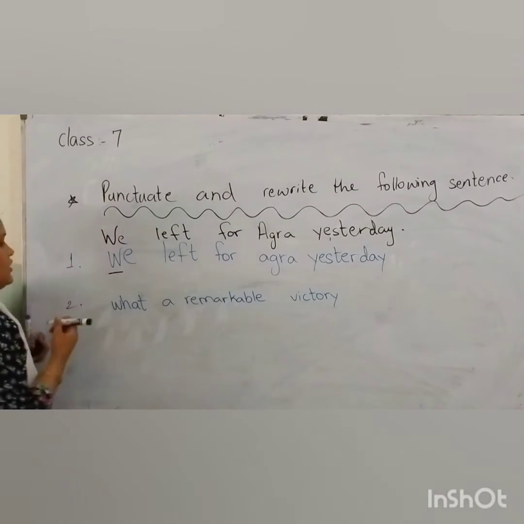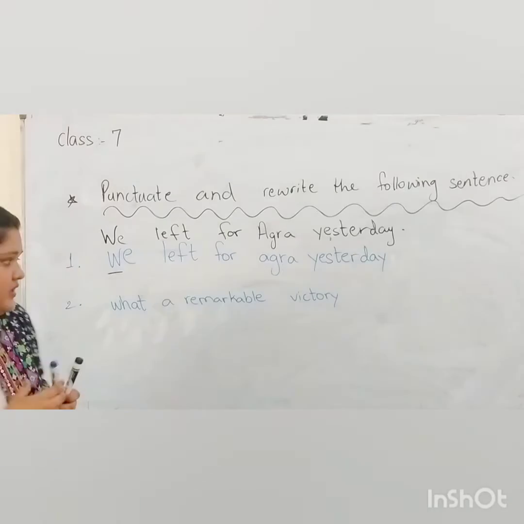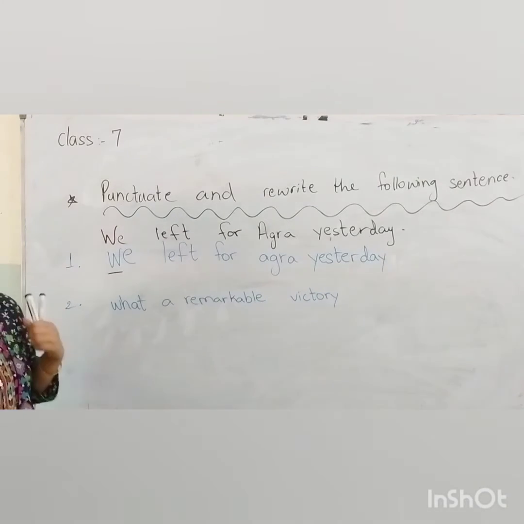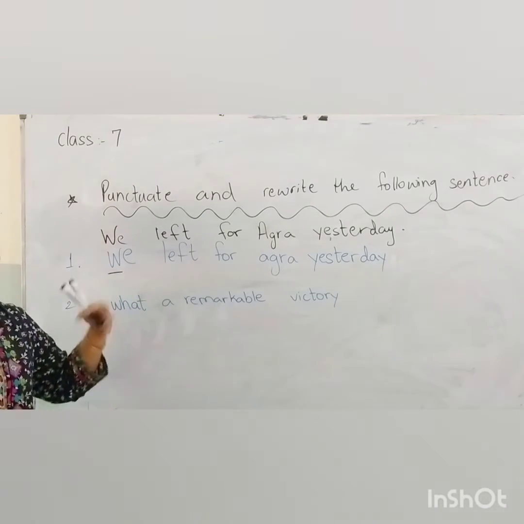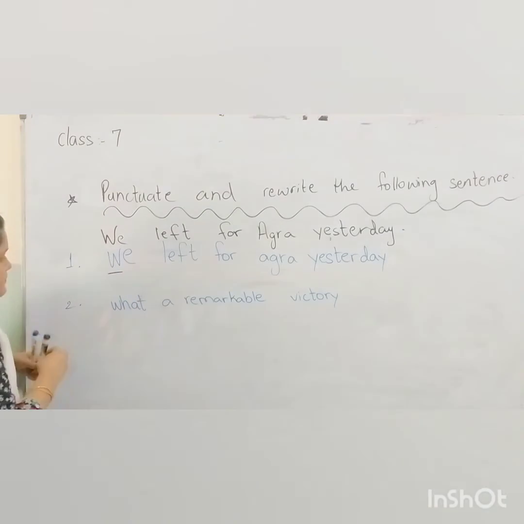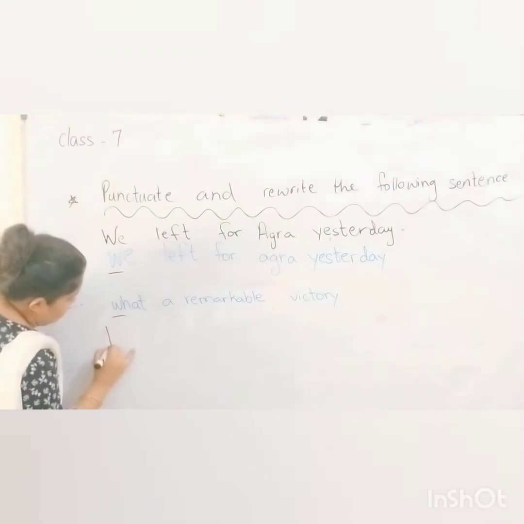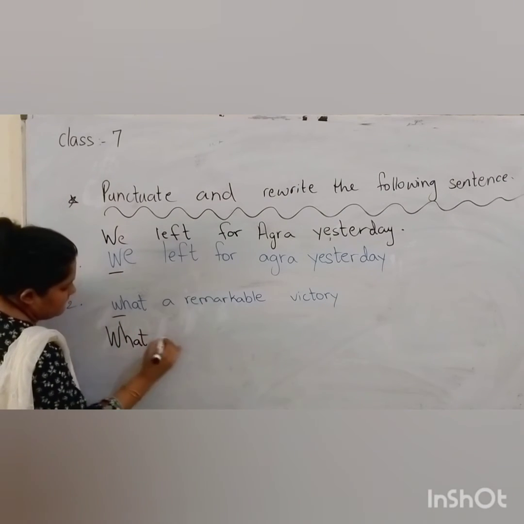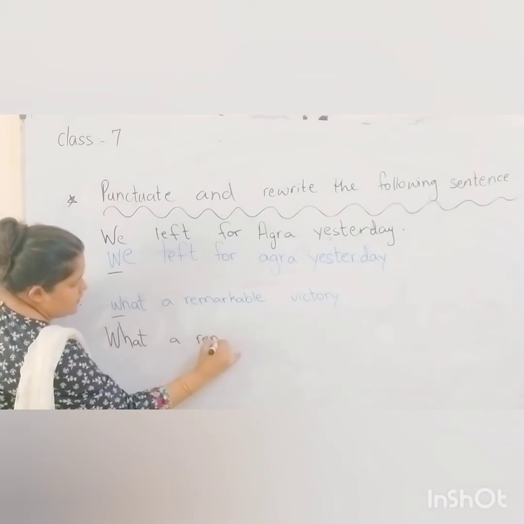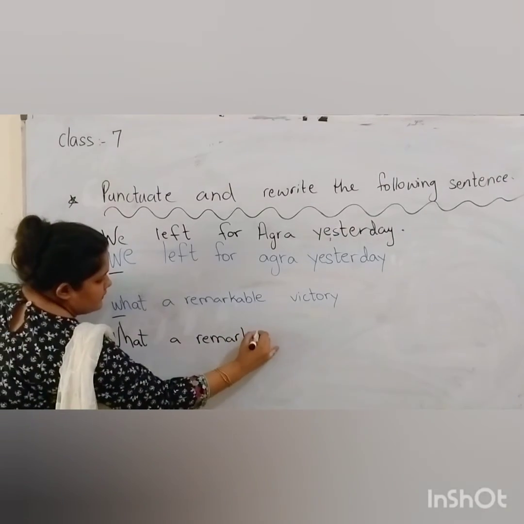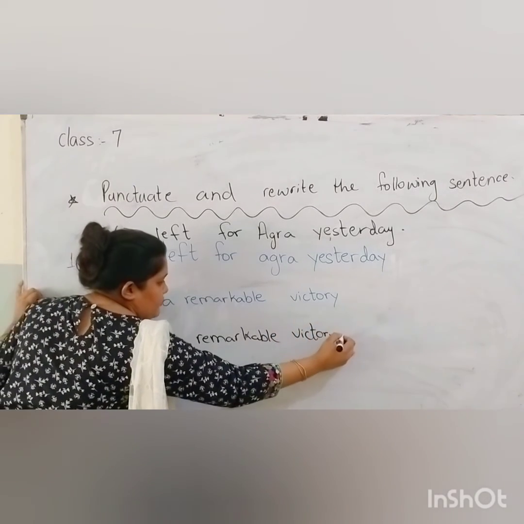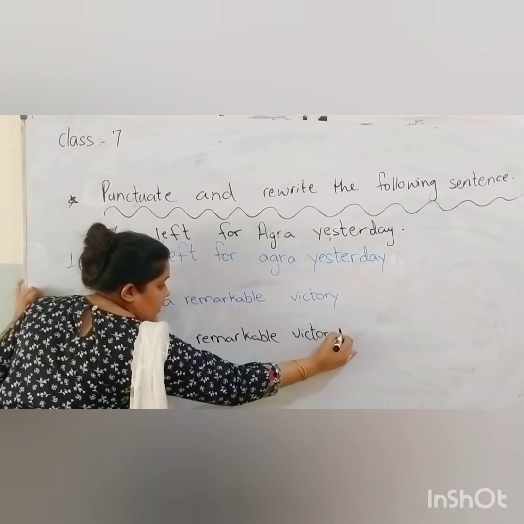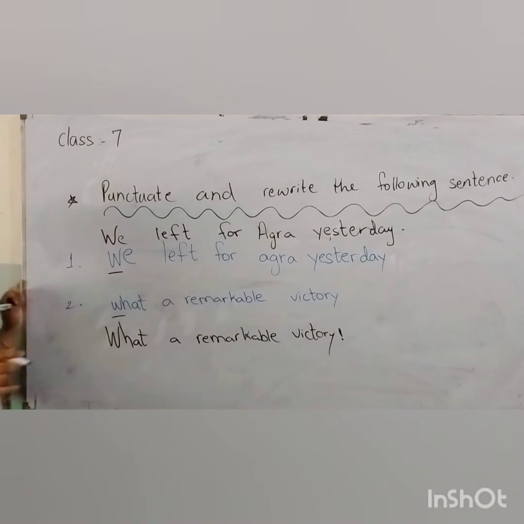Got it? Then, what a remarkable victory. It's showing expression, the feeling of excitement about the victory. So in this sentence, W of what will be capital, what a remarkable victory. In the end, you have to put not a full stop, you have to put an exclamation mark to express the excitement. Thank you.